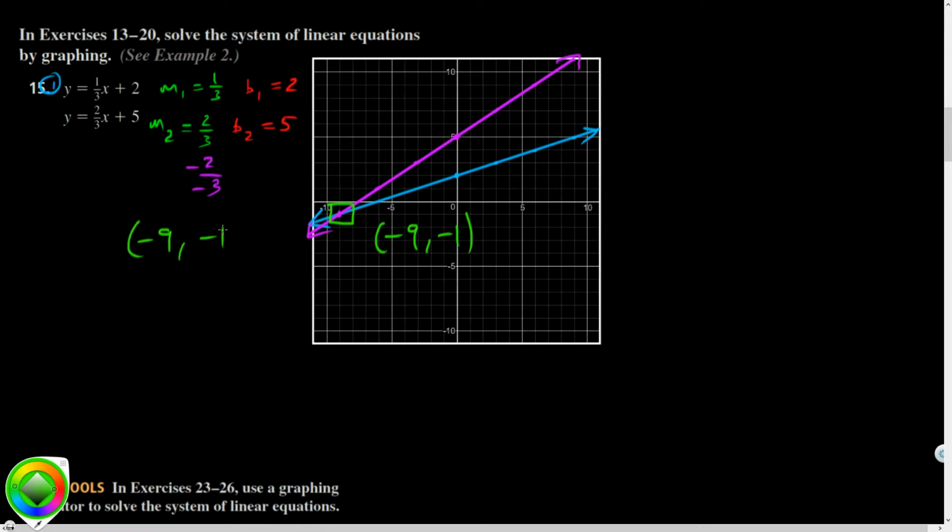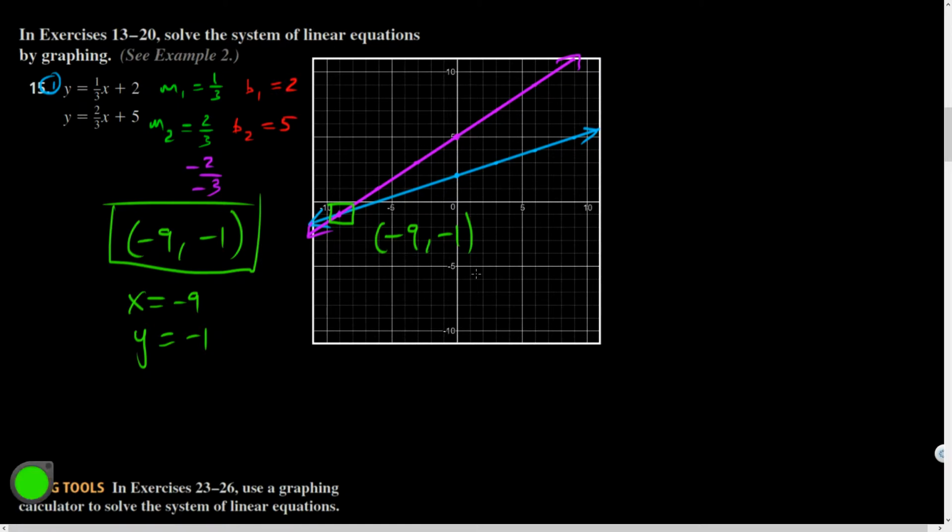So negative 9, comma, negative 1 is my solution. I also could think about that as x equals negative 9, y equals negative 1. So that is the combination of x and y that makes both of these equations true at the same time.